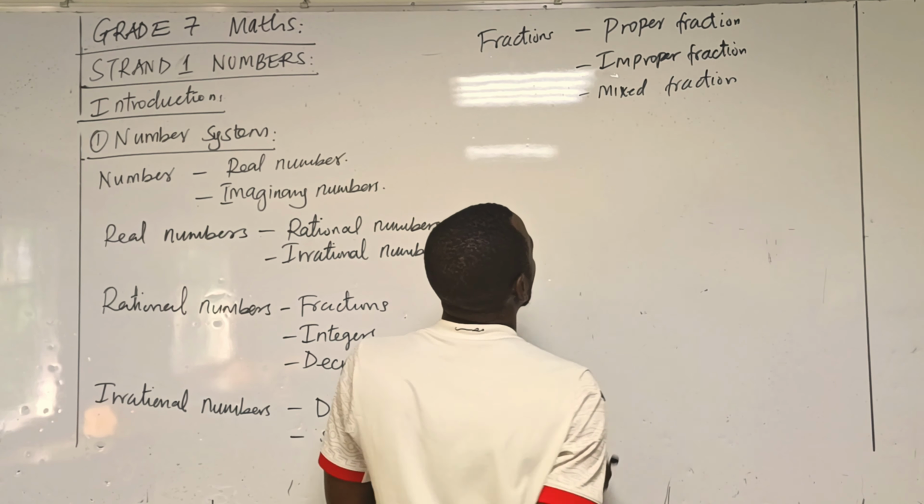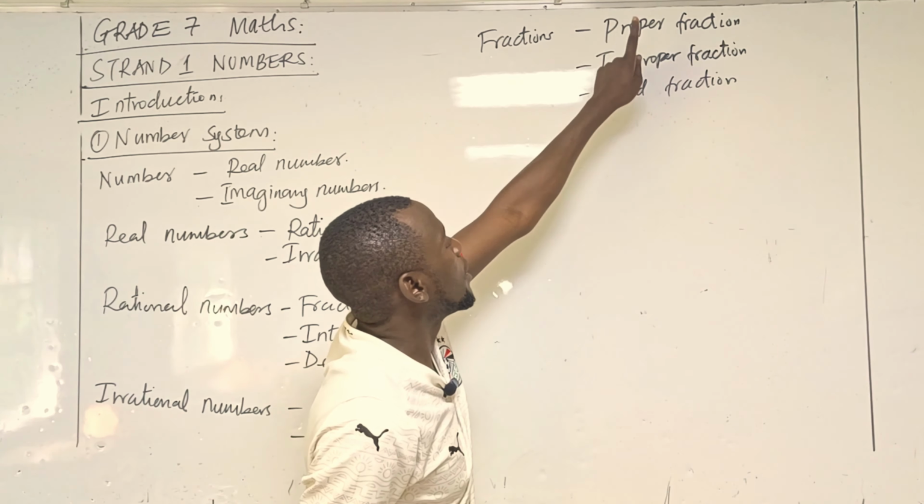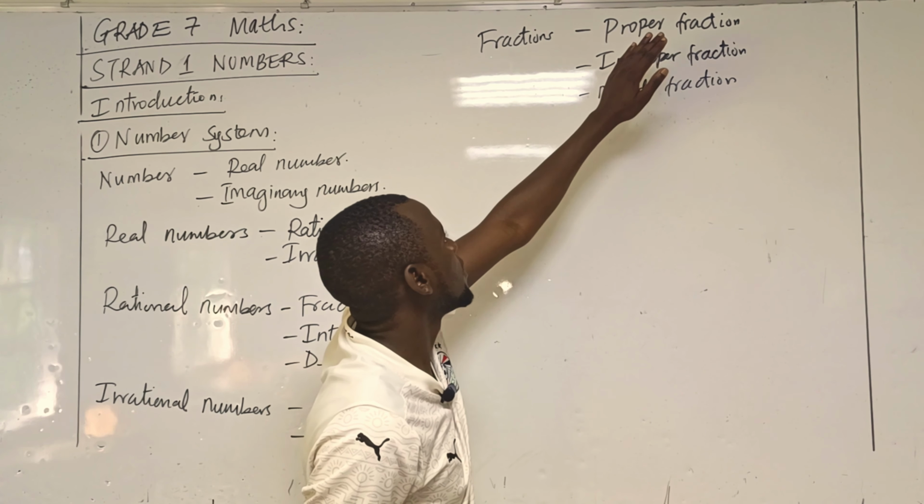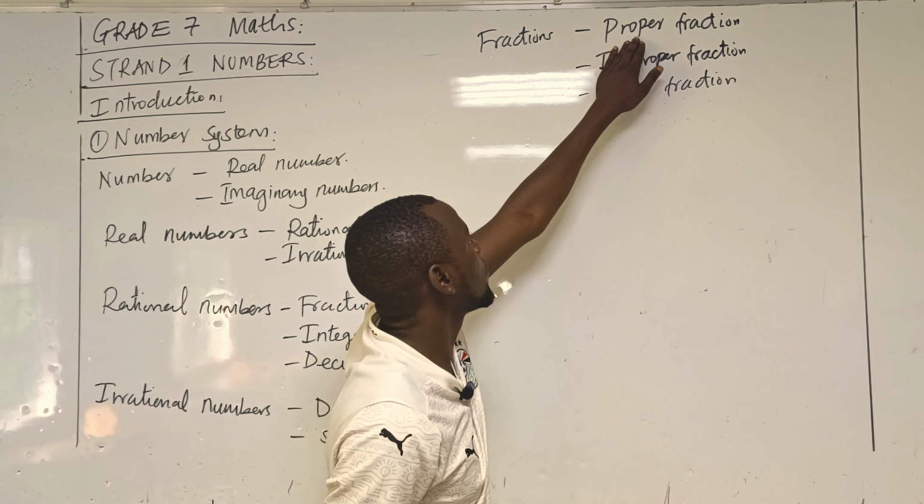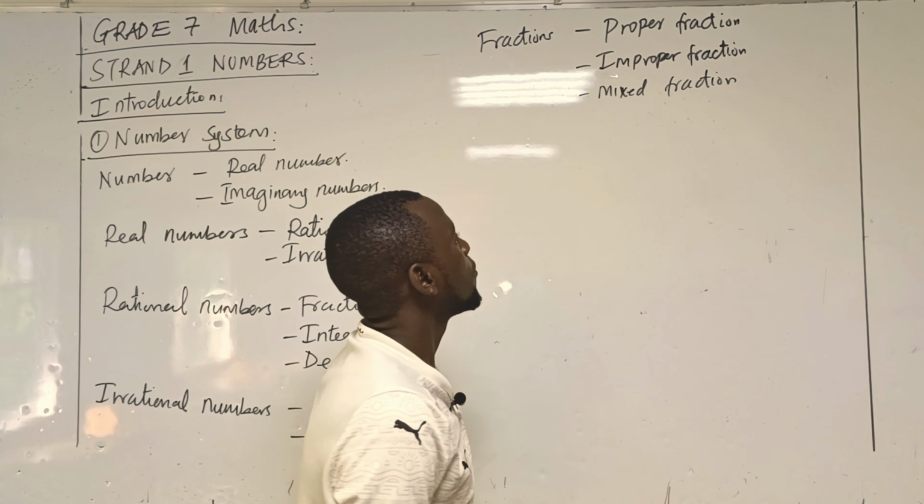A proper fraction is where you find the numerator is smaller than the denominator. For example, we have 2 over 3. So 2 is smaller than 3, therefore that is a proper fraction. In an improper fraction, you find that the numerator is bigger than the denominator. For example, we can have 3 over 2. The numerator is bigger than the denominator, therefore that is an improper fraction.